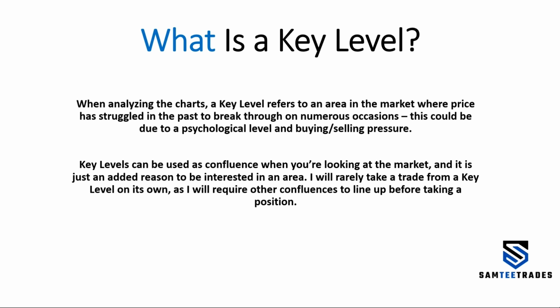But there's a couple of reasons why it could happen. It could be a psychological number or a level, and then also a lot of buying and selling pressure in and around the same level. So there's multiple reasons why a level may continue to work. We don't necessarily need to understand why the level is working. We just need to be able to identify it and then potentially take trades from them.